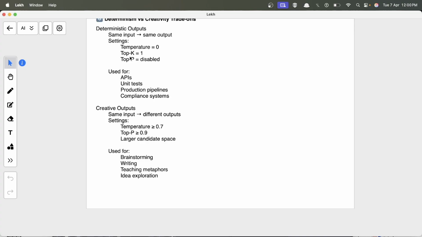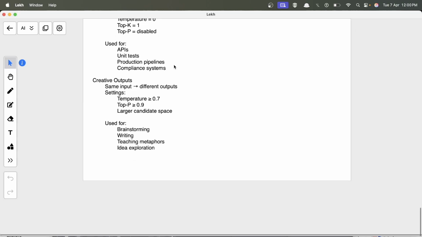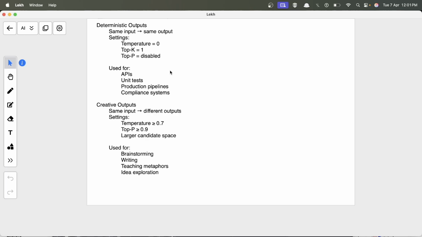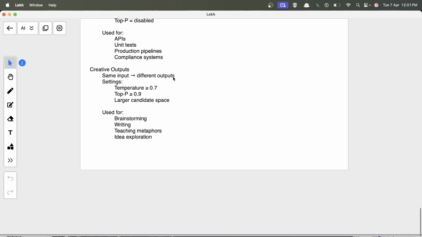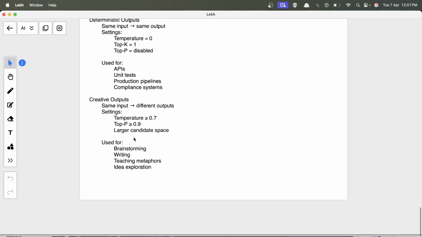Obviously for coding, temperature can go up to 0.3, 0.4, but it will keep the model more deterministic. Then when you want creative outputs like stories, blogs, ideas and all those things, then you set a higher temperature, a higher P value, and you don't set the top K. So here it's used for brainstorming, writing, teaching metaphors, idea explanation, and all those things.